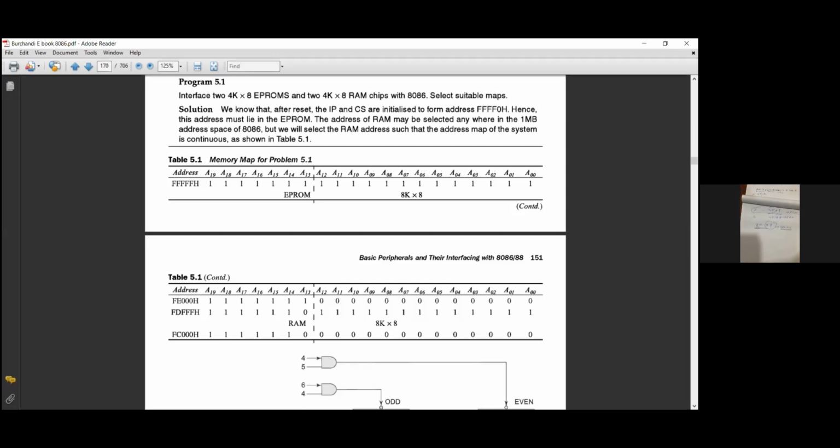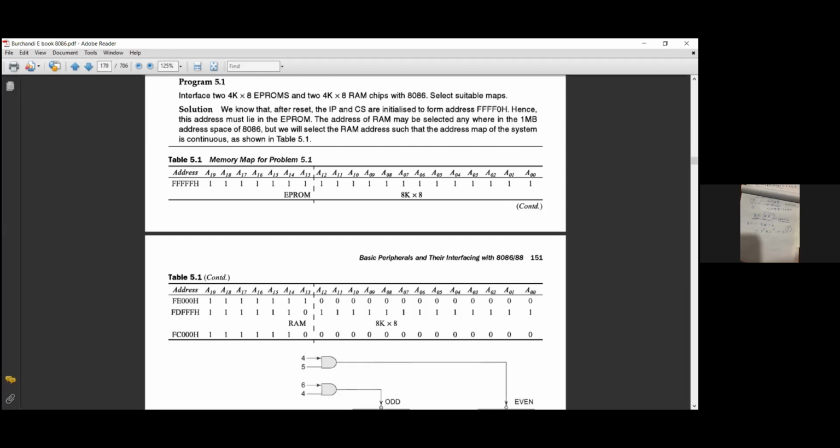And what does 8K mean? 8K is equal to 8 into 1K, that is 1024. 2 to the power 3 into 2 to the power 10 is equal to 2 to the power 13. Is it clear to everyone? Yes, sir. So 13 address lines are directly connected.